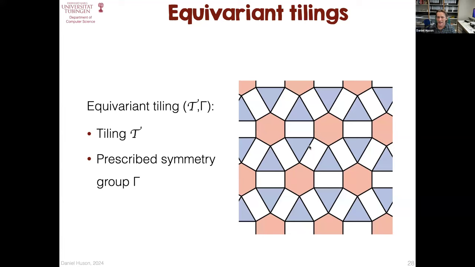So for example, here I could say, I want those tiles, but I only want those reflections that do not change the orientation. So I'm going to ignore all reflections. Then I've got three-fold rotations, six-fold rotations, two-fold rotations, but I don't have any reflections. So I'm allowed to choose a smaller group. So I prescribe the symmetry group. It can be the full symmetry group, but it could be a smaller one.